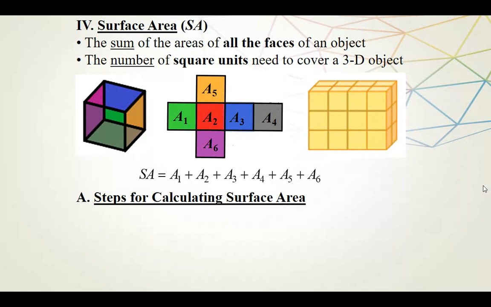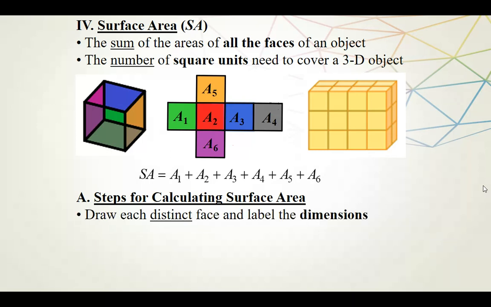Steps for calculating surface area. And this is actually going to be the steps we're going to use to calculate the surface area for a right rectangular prism, a right triangular prism, and a right cylinder, which we'll be examining over the next 3 lessons. Step 1, you want to draw each distinct face and label the dimensions. So when I say distinct face, it means you only draw a face if it has a distinct length and a width to it. If 2 faces have the exact same length and width, then there's no need to draw 2 of them. Just draw 1 face, and then we'll multiply by 2 to identify the total area.